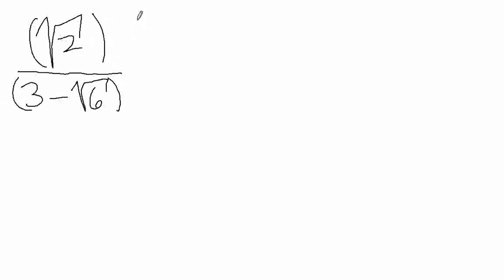Suppose we had the square root of 2 over 3 minus the square root of 6. You can try multiplying the numerator and denominator by the square root of 6, and you will see that that will not achieve our goal of removing any radical from the denominator. What you need to do in this situation is multiply the top and bottom by 3 plus the square root of 6.